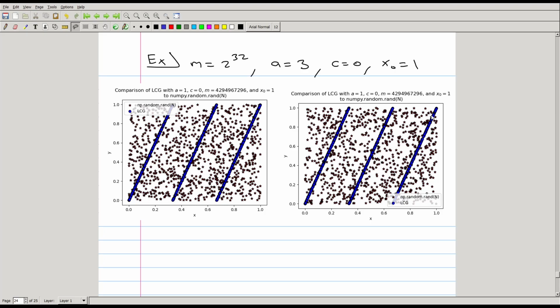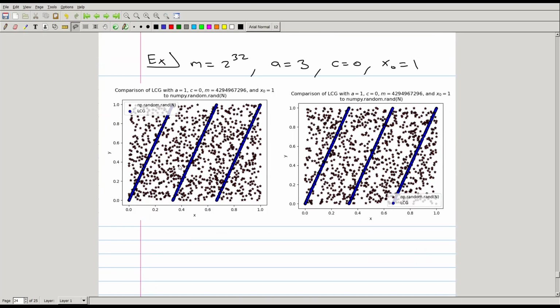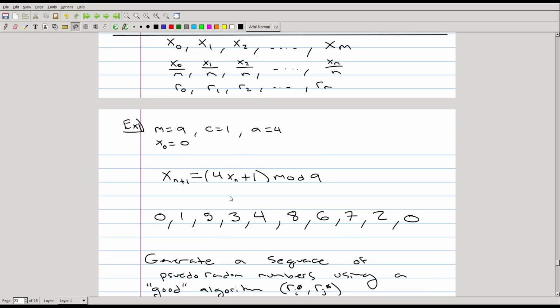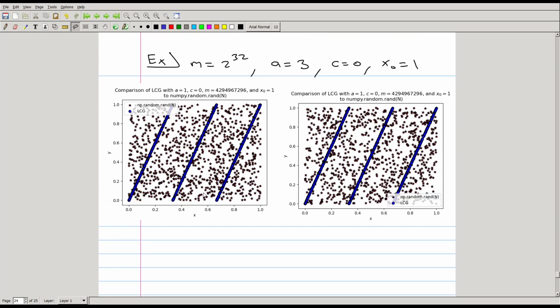Ideally, what we want is for the blue points here to be distributed randomly all over space, but this is not happening because of the relationship between x and y in this formula right here. Specifically, in the formula for this example, x_{n+1} is equal to a times x_n, c is 0, mod m. So this is not good.